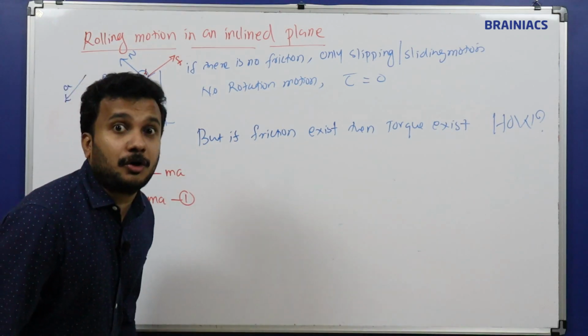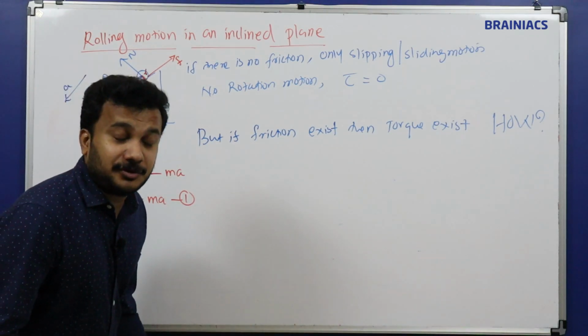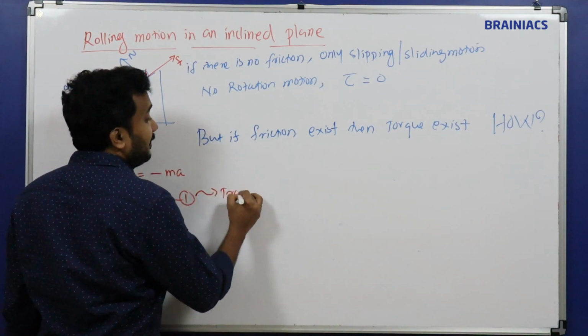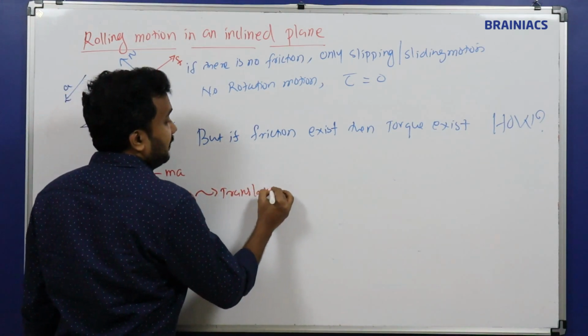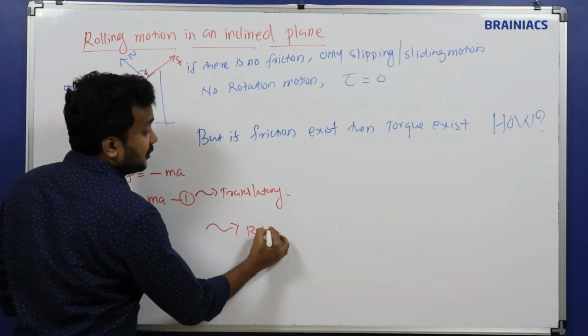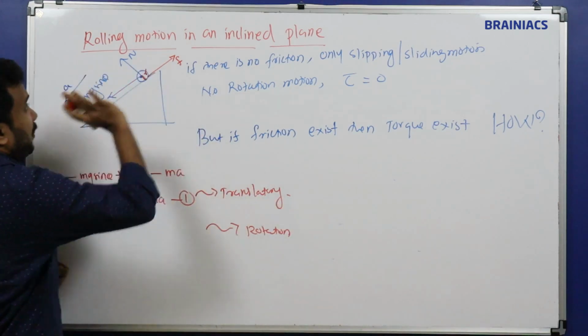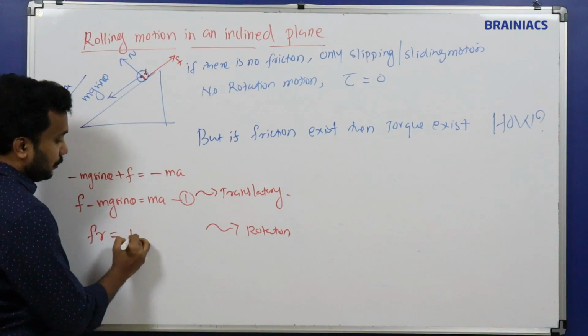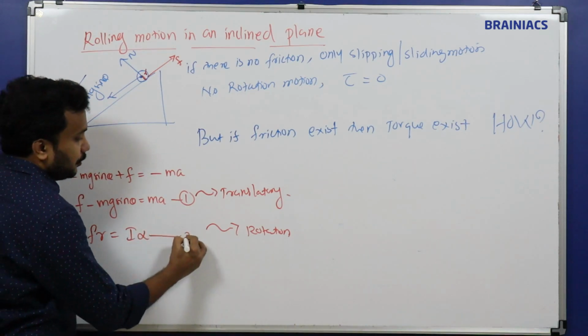This is for translatory motion, the contribution in the rolling motion. Next, what we required is a rotational motion equation. In rotational motion, we have only one torque. What is that? Force into perpendicular distance. So F into R, which is equal to I alpha. This is my equation number 2.